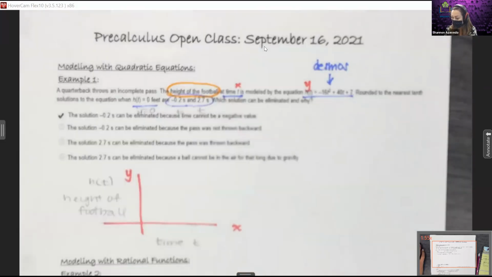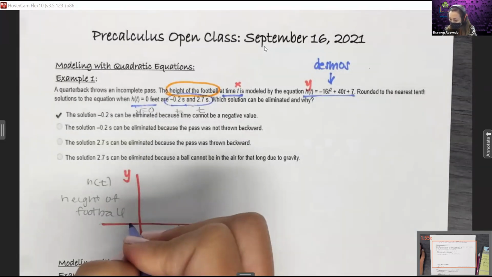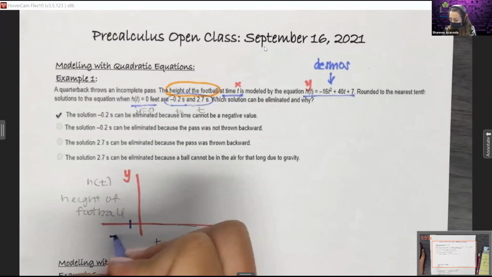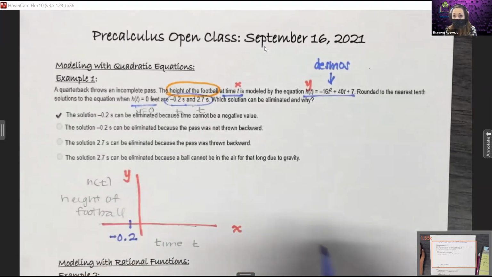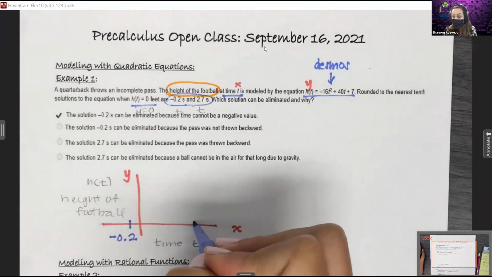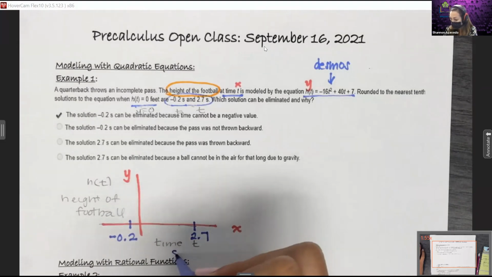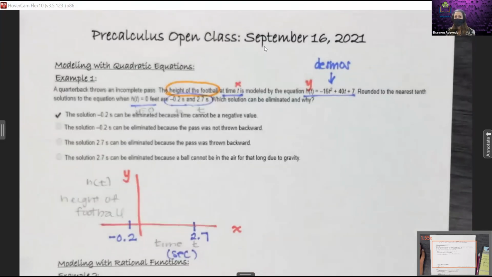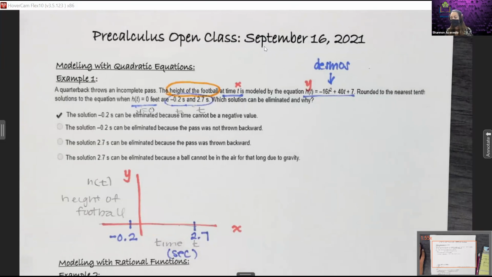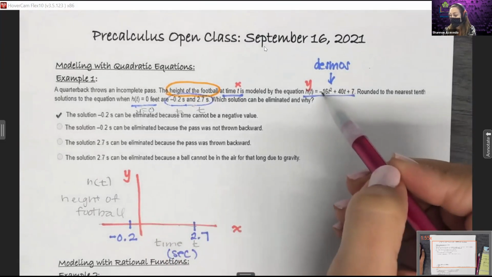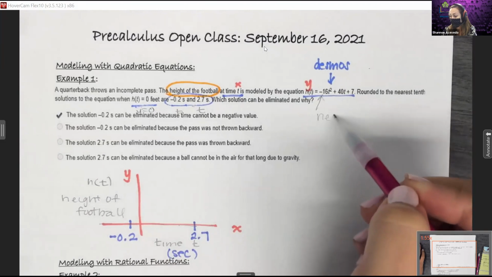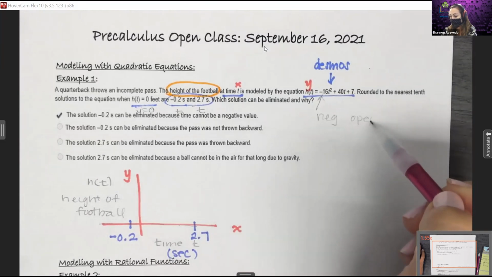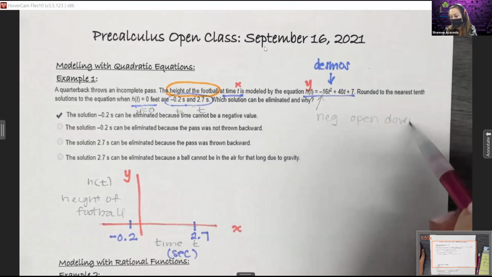So we have one at negative 0.2 and at, let's say, 2.7. And this is in seconds. Our units are seconds there. Now, it's not to scale, that's totally fine. Here's what's going on, though. Some football is thrown. And this football, when it's thrown, this is a negative. If that's a negative, that means that it's going to open down. So kind of a little bit of a review.